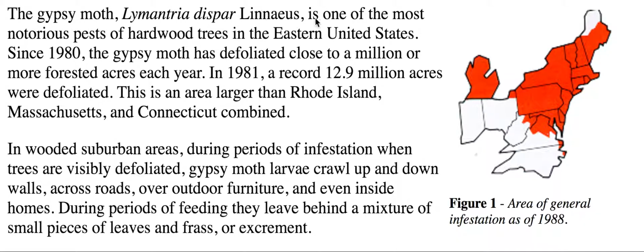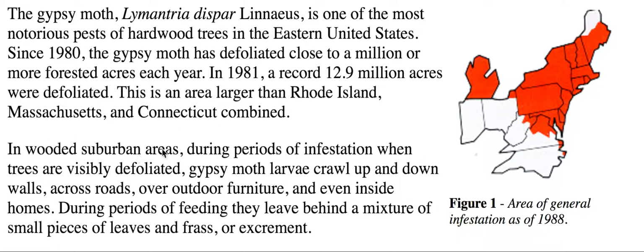The gypsy moth is one of the most notorious pests of hardwood trees in the eastern United States. Since 1980, the gypsy moth has defoliated close to 1 million or more forested acres each year. In 1981, a record 12.9 million acres were defoliated. This is an area larger than Rhode Island, Massachusetts, and Connecticut combined.